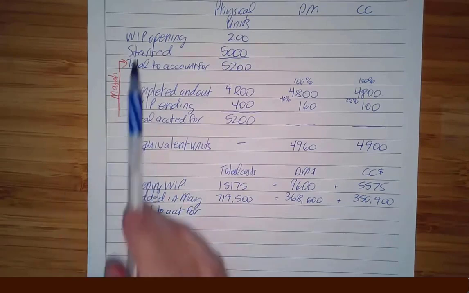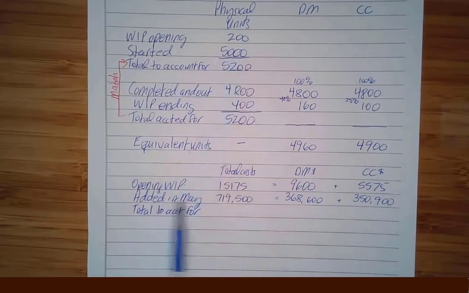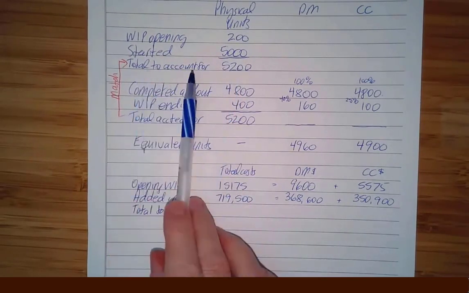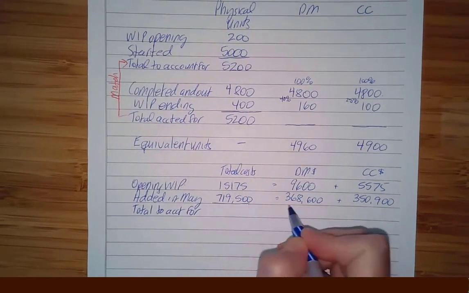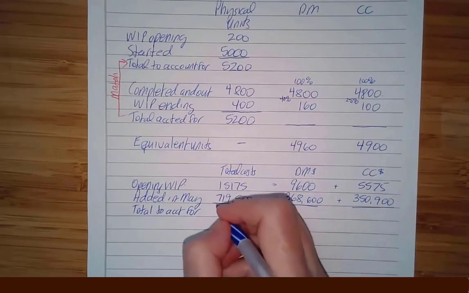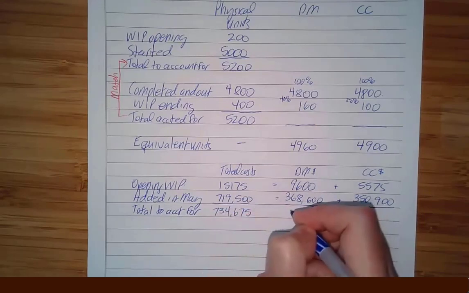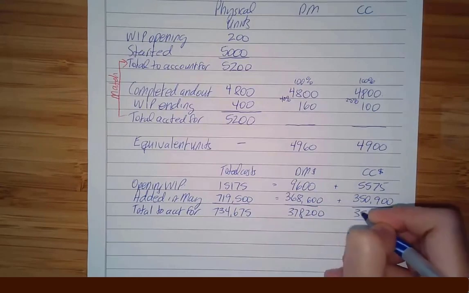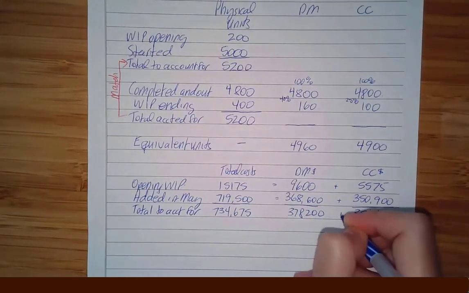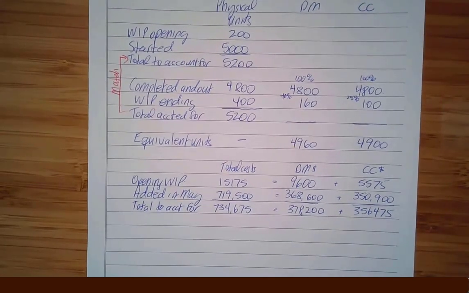So notice the similarity. I've got work in progress opening, work in progress opening. I've got all the started units. I've got all the started costs. And then this is the total I have to account for. This is the total I have to account for. So I'm going to add these numbers together. This is equal to $734,675. And I've got $378,200. And I've got $356,475. If I add this together, that's what it equals. So now I can use these total costs to determine the cost per equivalent unit.